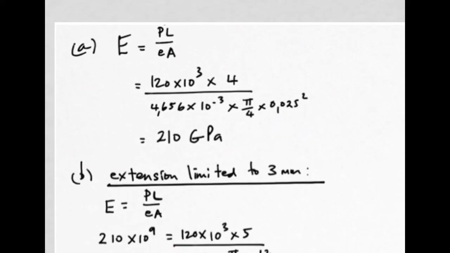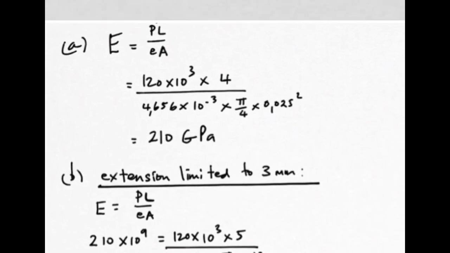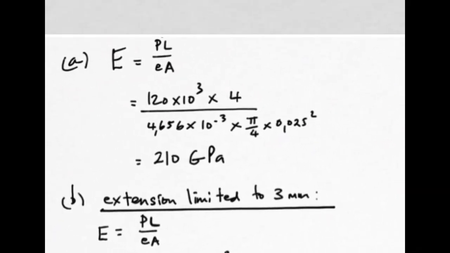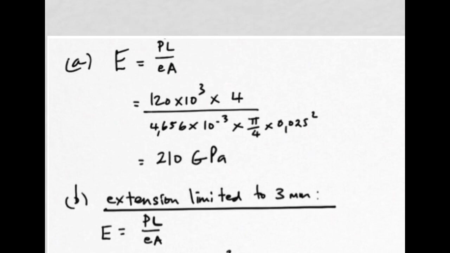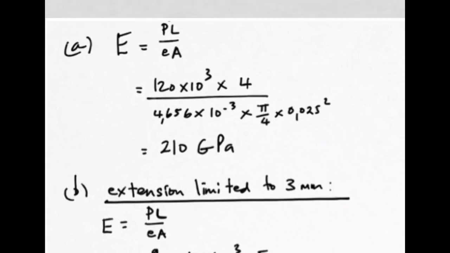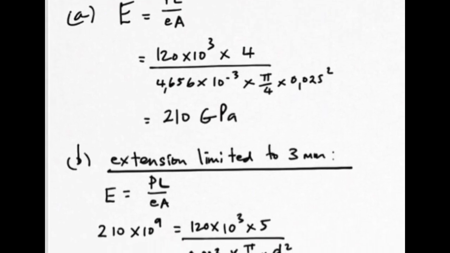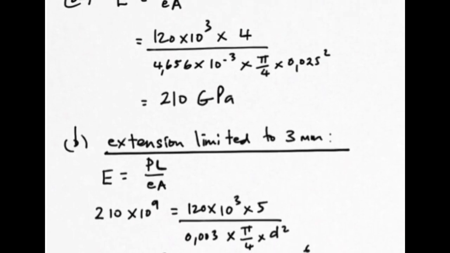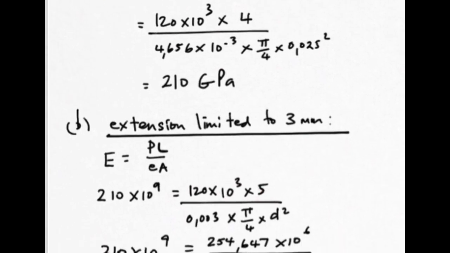And then they gave you two design parameters. First, they said the extension may not exceed 3 millimeters. So make a heading and say what your design constraint is you're dealing with. Take your formula, E equals PL over EA. And remember that E is now known to us as 210 gigapascals. The load, they said, was still unchanged at 120 kilonewtons. But the bar was 5 meters long, and it was not allowed to extend more than 3 millimeters. So there goes the 3 millimeters in there. You could also have written that as 3 times 10 to the minus 3, whatever you prefer.